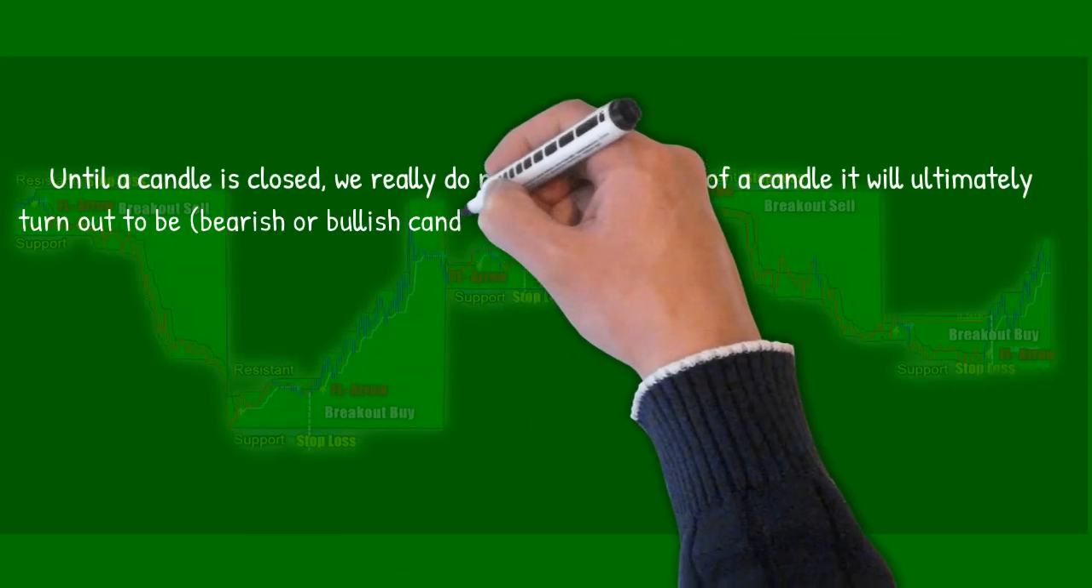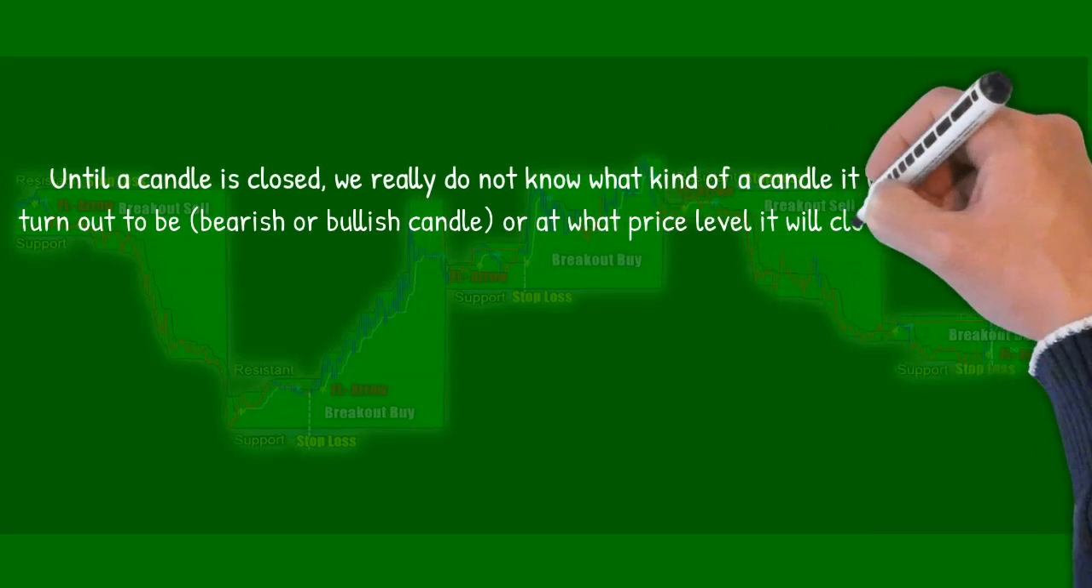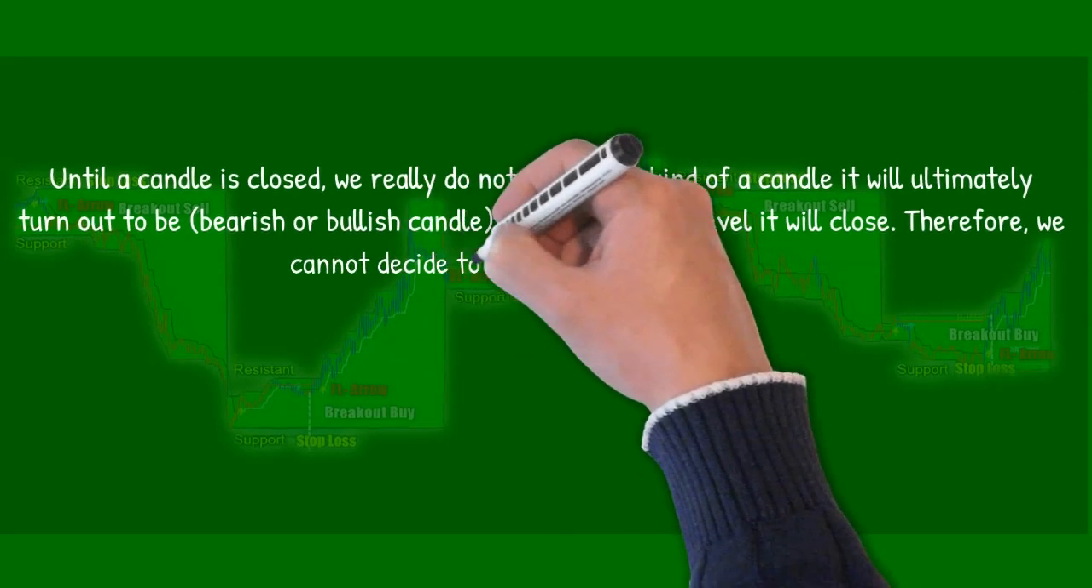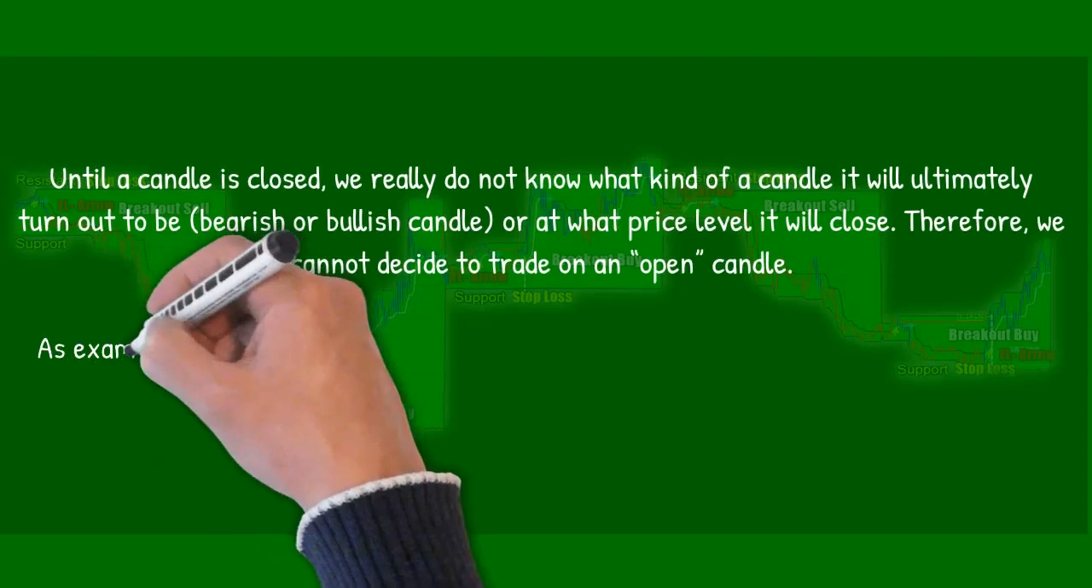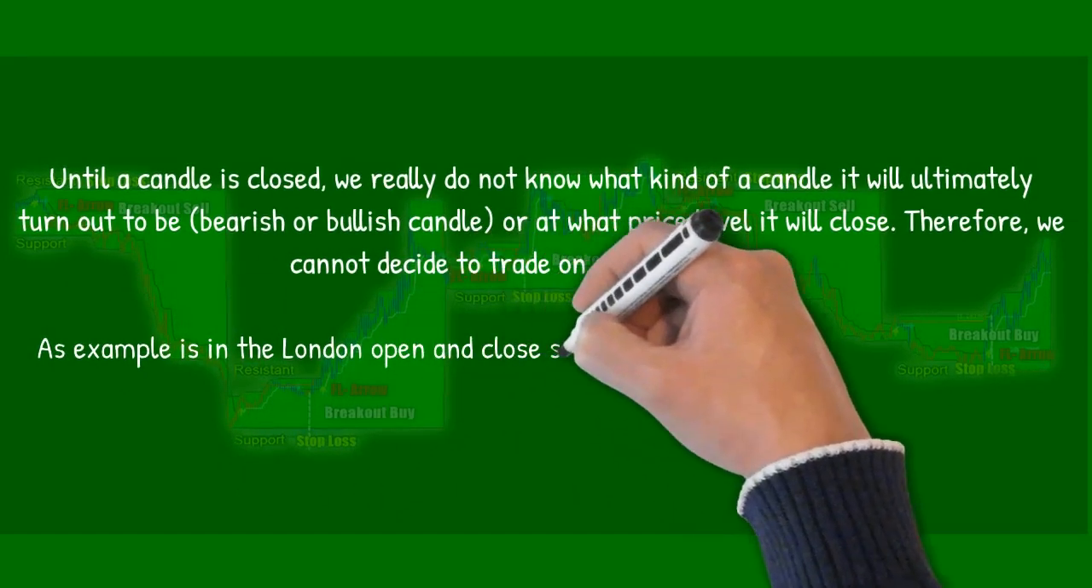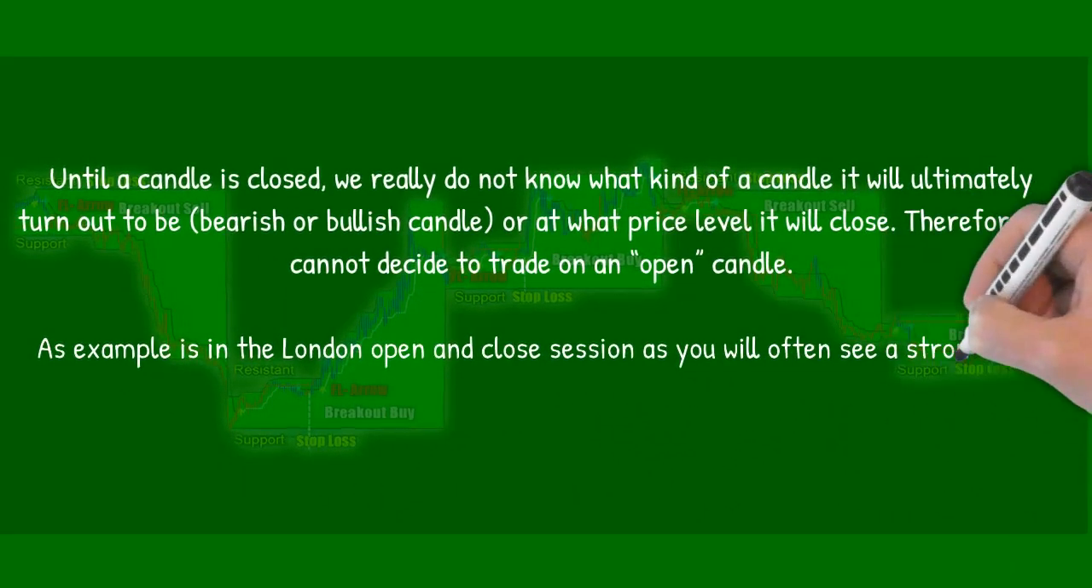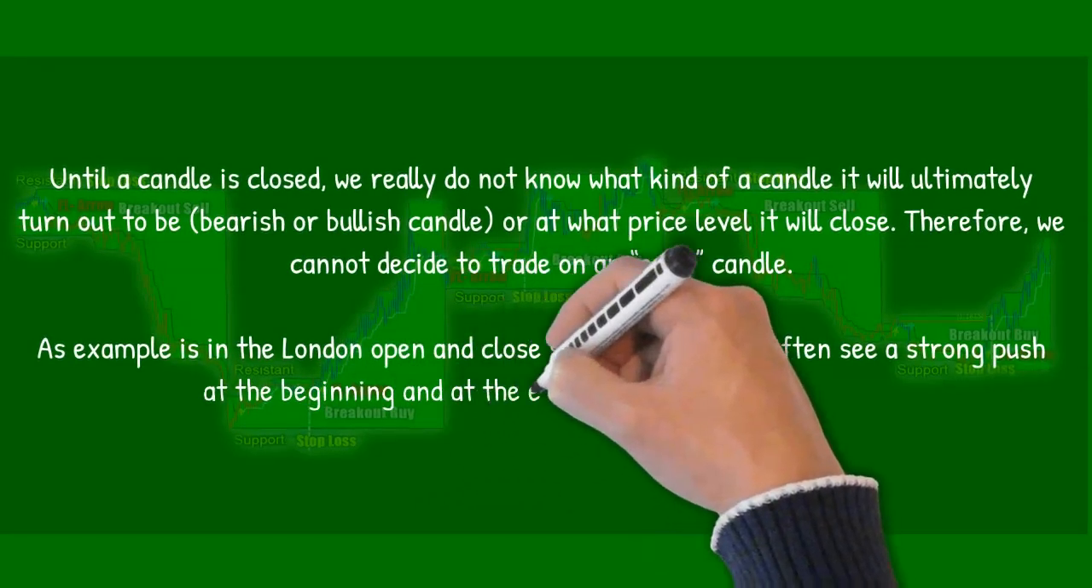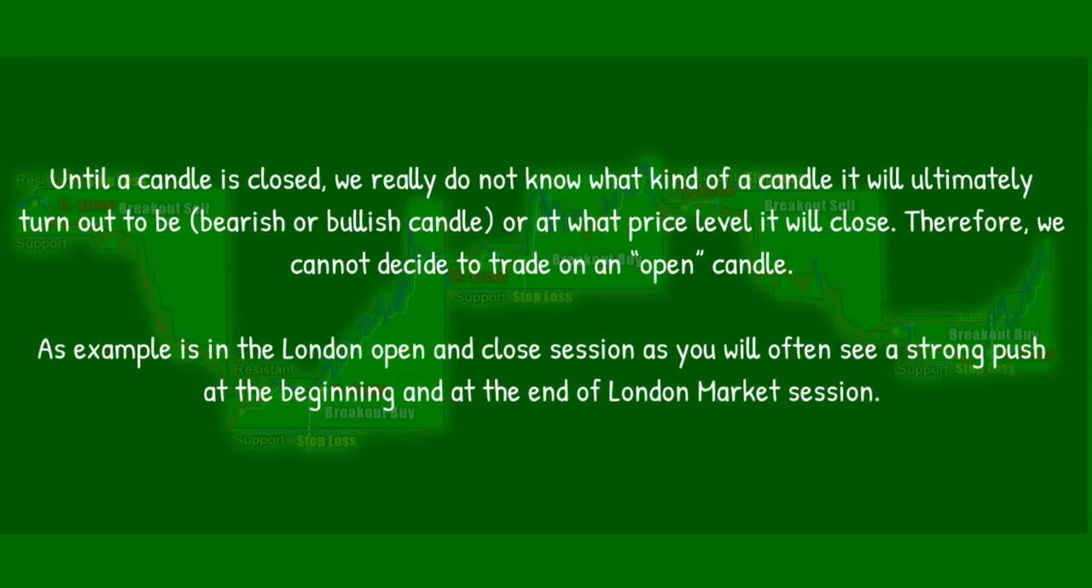Until a candle is closed, we really do not know what kind of candle it will ultimately turn out to be, bearish or bullish, or at what price level it will close. Therefore, we cannot decide to trade on an open candle. An example is the London open and close session, as you will often see a strong push at the beginning and at the end of the London market session.